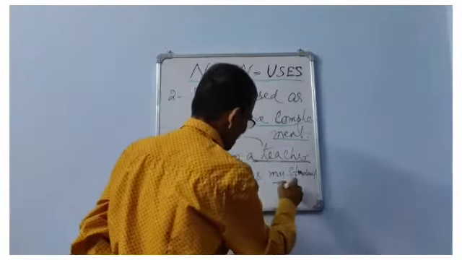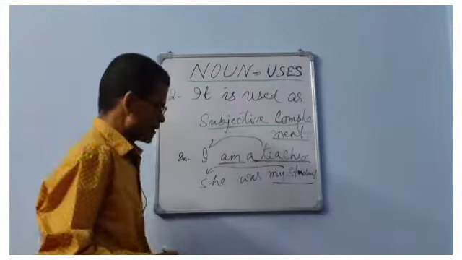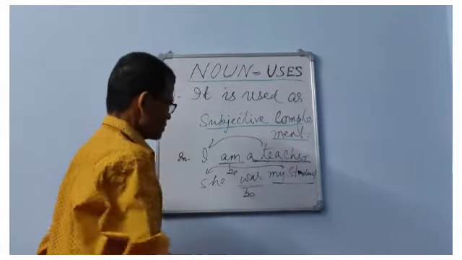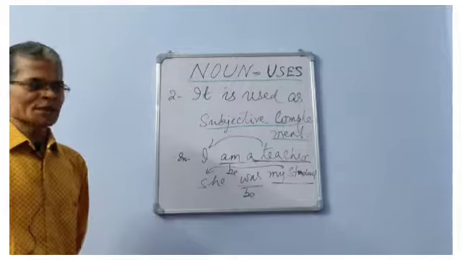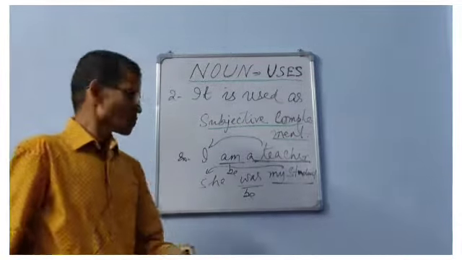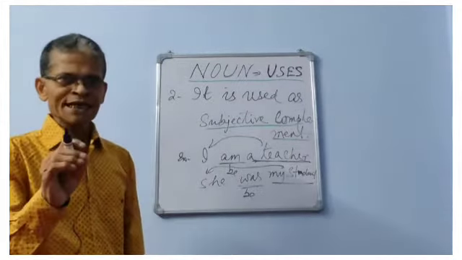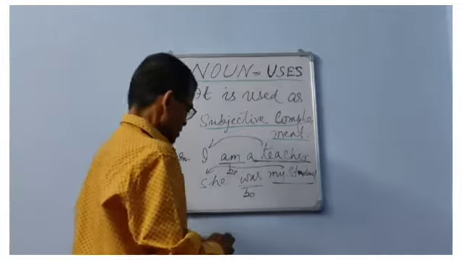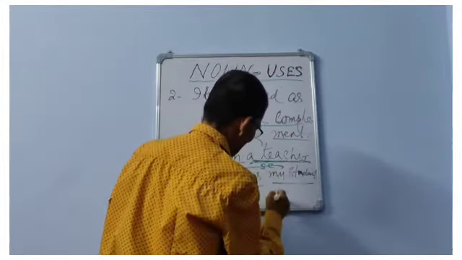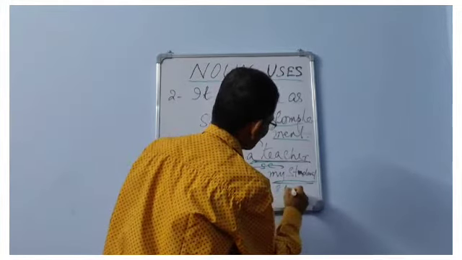Similarly, my student refers back to she, and here is the be verb. This am is a be verb, and was is also a be verb. And after the link verbs, after the verbs of state, we have to use some subjective complements. And here a teacher is a subjective complement and my student is a subjective complement.